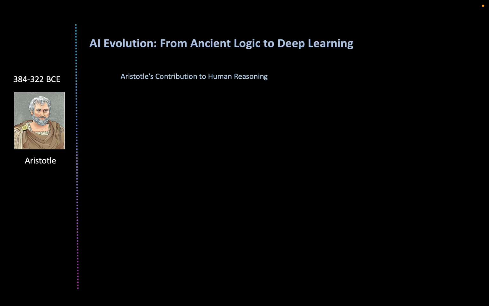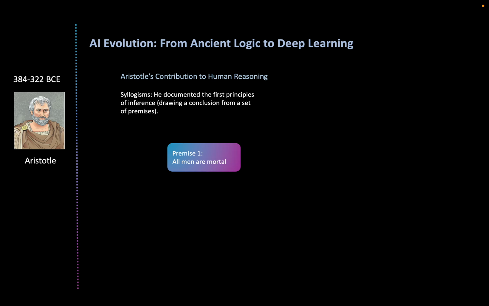And first we will look at the Aristotle time. During 384 to around 322 years BC, Aristotle made his own contribution to human reasoning, and with syllogism he documented the first principle of inference, that is, drawing a conclusion from a set of premises. Look at this: premise 1 says all men are mortal, and premise 2 is Socrates is a man. So, there are two statements. Can you come up with a conclusion or inference from these two statements?